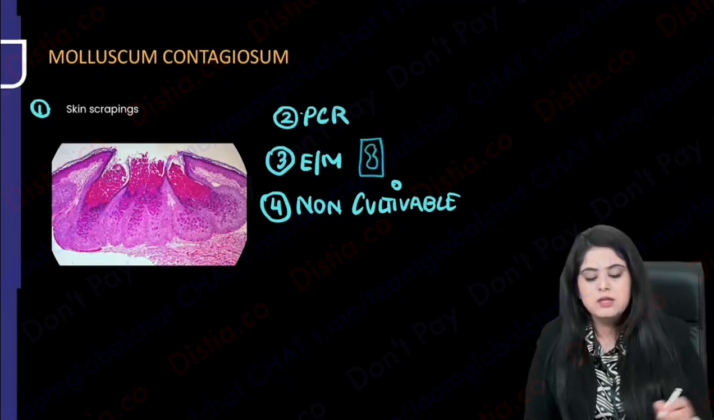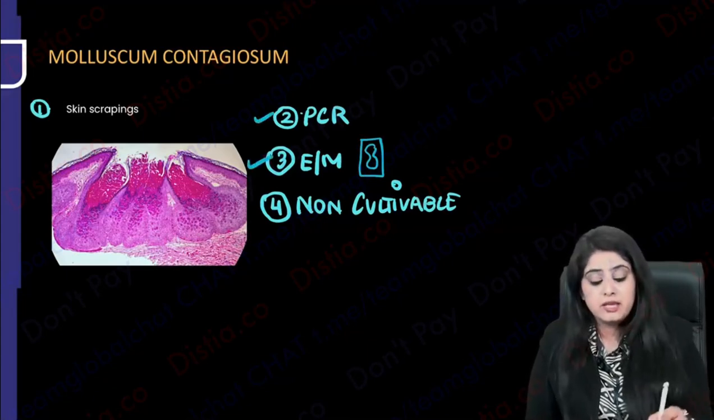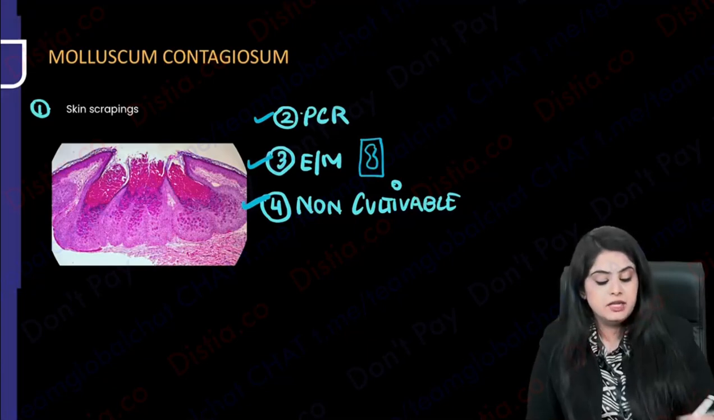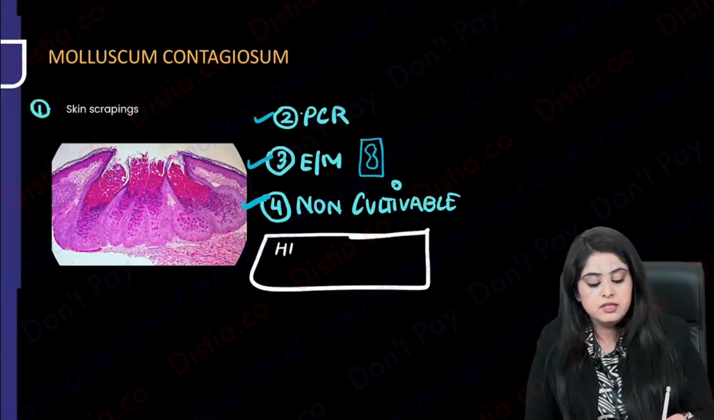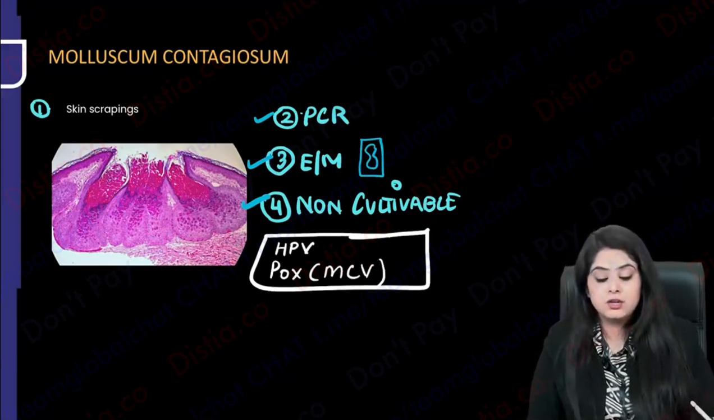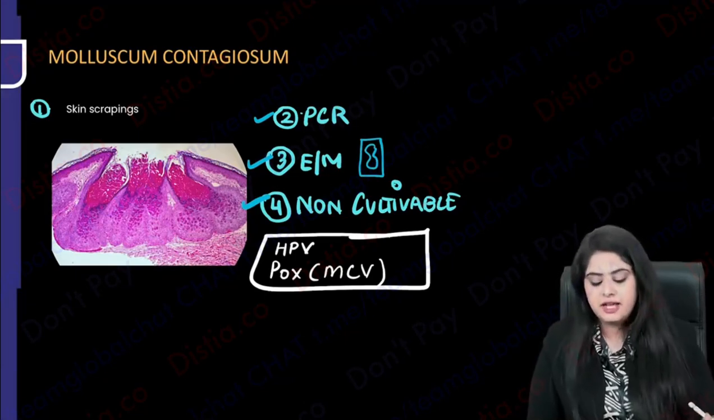It's going to look like a brick box and a box with a dumbbell. So I will do electron microscopy, and this is non-cultivable. Which other virus did I teach you that was non-cultivable? Even the human papilloma virus, and now in pox, this molluscum contagiosum virus, these are coming across as non-cultivable. That is done. What is the last pox virus that I have to know of?